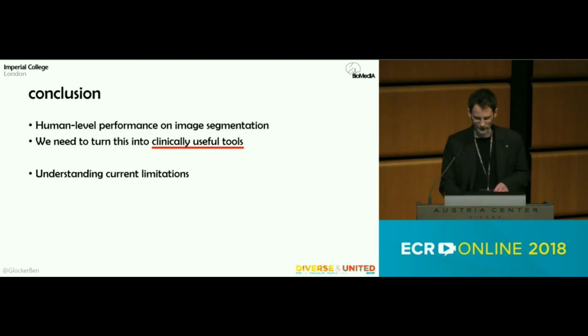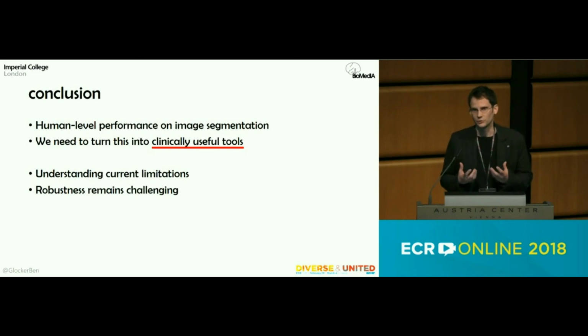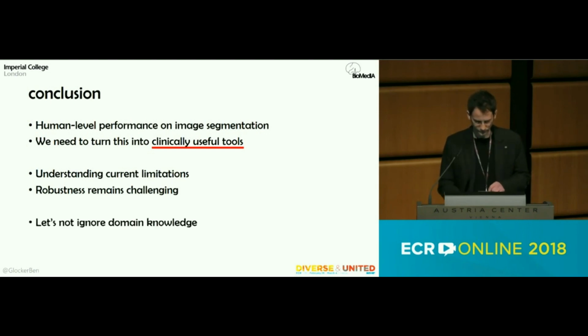So we need to understand the current limitations, and we need to think about robustness. If you give me a training data set from your hospital, let's say in Germany from Essen, I'm pretty sure it will not work on a cohort that is on a different continent in a different hospital. So we should definitely not ignore domain knowledge. So we need to bring everyone on board. We need to have teams that consist of clinical experts, machine learning experts, computer scientists. They need to solve all these challenges together.